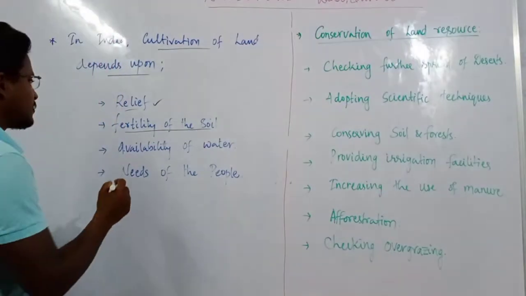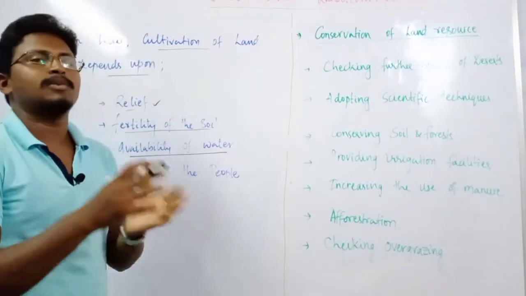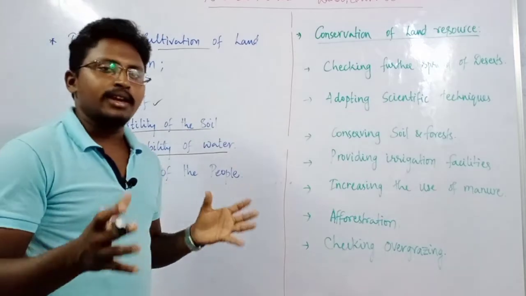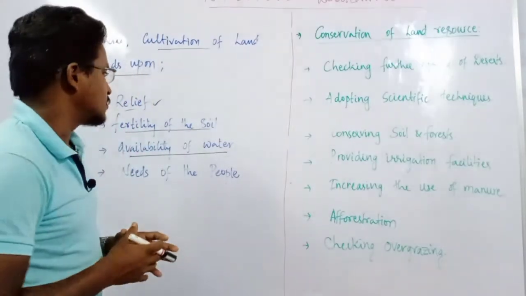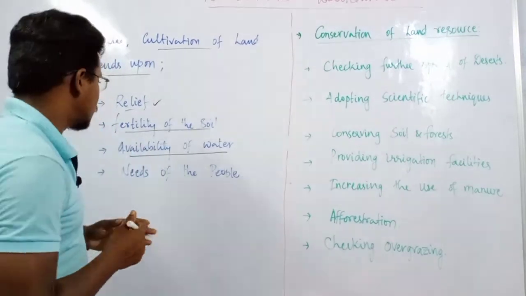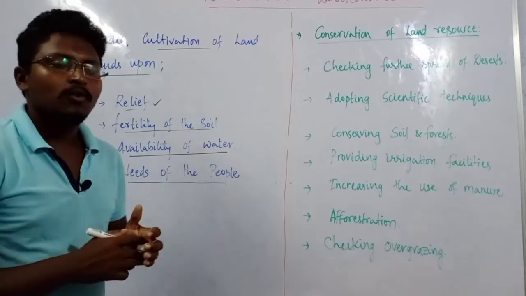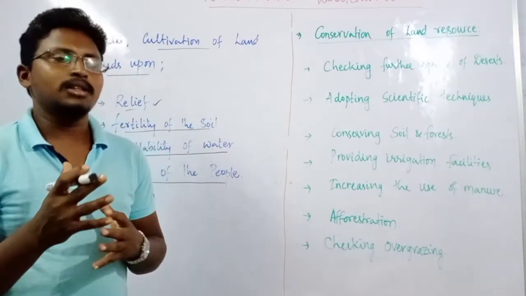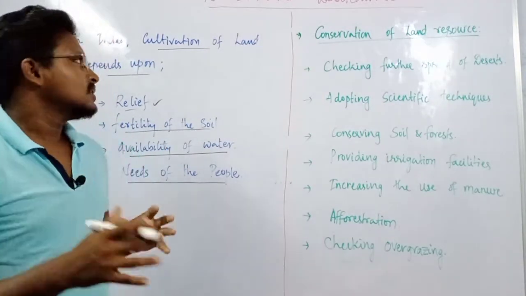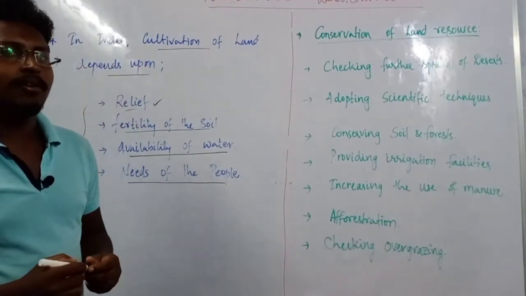And the next one is the availability of water. Suppose the land is just beside a river, a pond, a canal, or any other water source. There the cultivation can be high, and they can produce more and more goods. And at the same time, the needs of the people: what people are looking for, what they are trying to get, what they are trying to produce, and what the requirements of the population are. So depending upon these factors, the cultivation of land depends in our country.